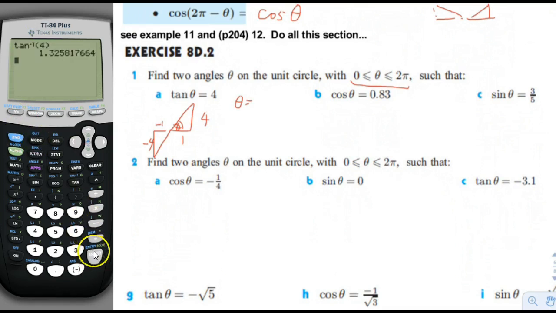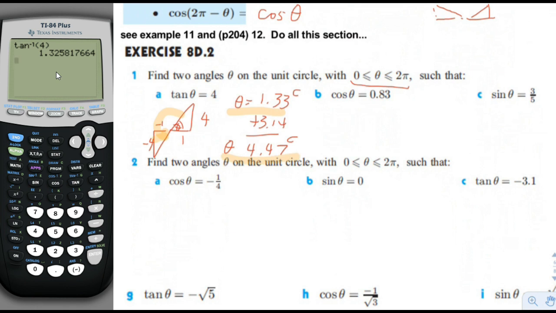So it gave me the answer in radians. The answer is 1.33. Okay. Put a C there to show that it's radians. And then the other angle here is just that plus 180 degrees. So I could say it's plus 3.14, right? And then I would just have 4.47 would be the other possible answer. Okay?